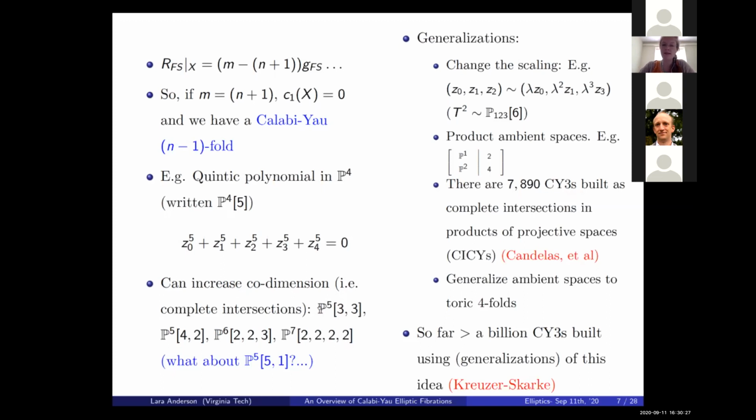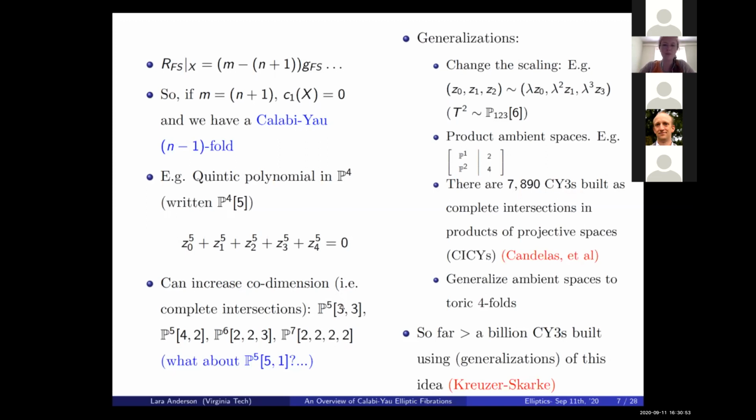So in this case, I'm drawing here a P5, the two elements of this bracket separated by a comma. These are saying that I write down two equations that have to be satisfied, both of degree 3. The sum of those degrees is 6, which is n plus 1 here. So this condition is satisfied. And again, this is going to be a C1 equals 0 Calabi-Yau manifold. You can step up how many equations you want to write down in bigger and bigger ambient spaces. And you can ask how many manifolds could you build?